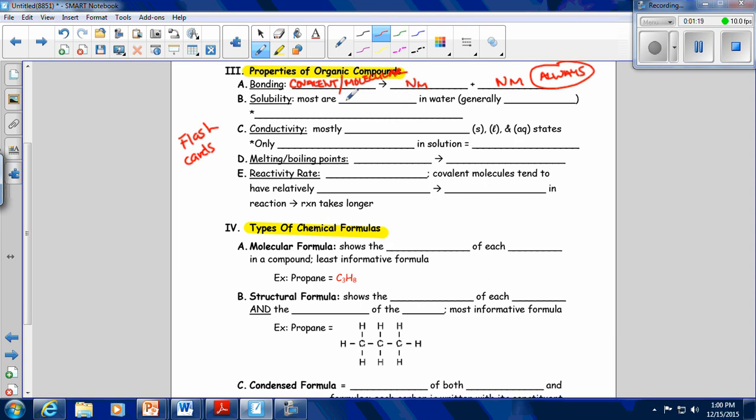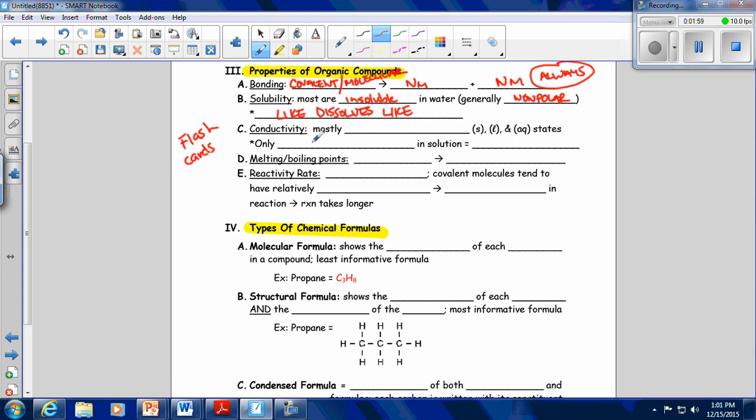Now, the solubility: most of them are insoluble in water. Generally that would make them non-polar. In other words, like will dissolve like. We've seen this expression in past units as well. So keep that in mind. If we're dealing with these insoluble organic compounds, we're talking about polar and some sort of inorganic compound, specifically hydrocarbons.